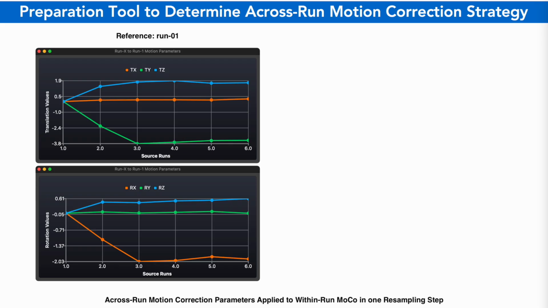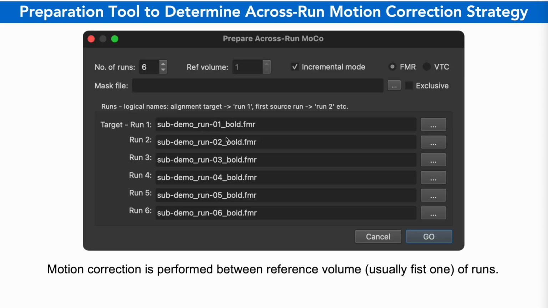So if I start with run 1, 2, 3, 4, 5, 6, this means these are logical runs. That means run 1 is here, also run 1, could be any other one. And then I ask the tool, before I do real motion correction, show me what is the motion between these runs, right?